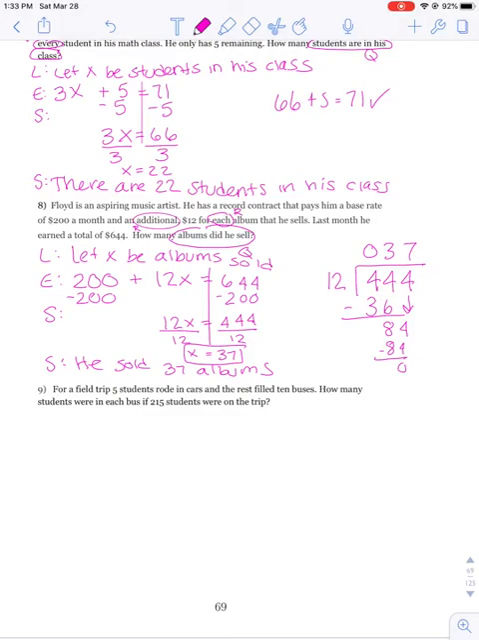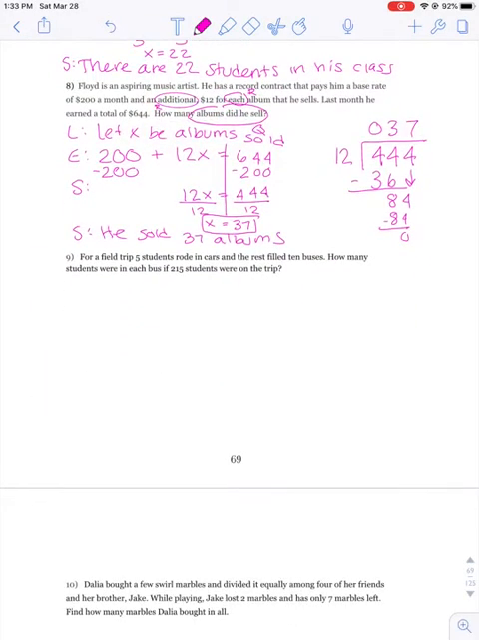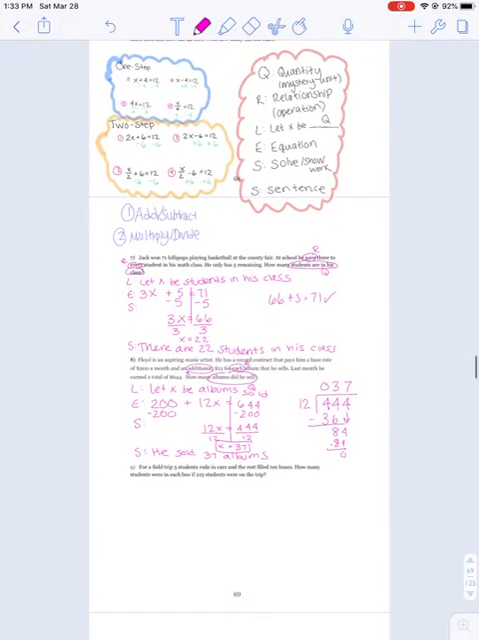So in 1 month, he got that $200. Then he also got $12 for each of those 37 albums, and that totaled $644. All right, try problem 9. Pause the video when you're ready to and solve it. Come back when you're ready to go over it.